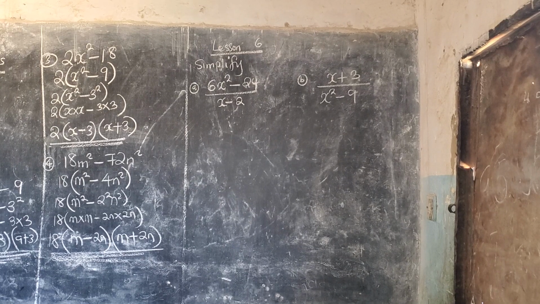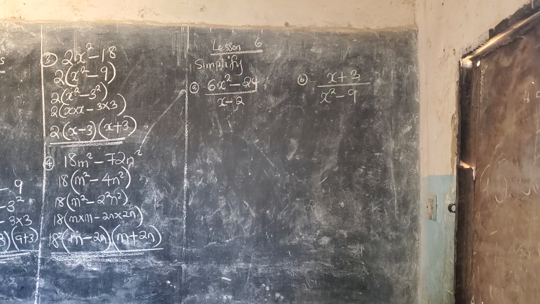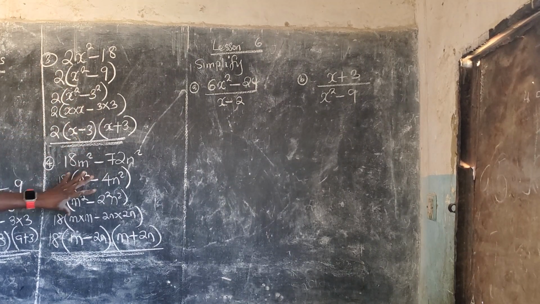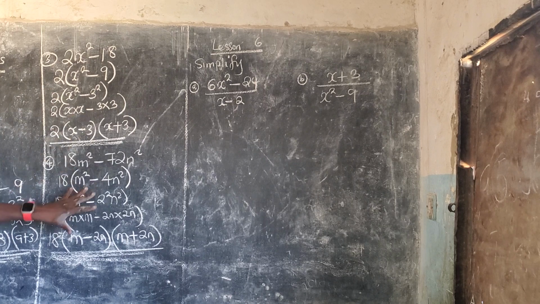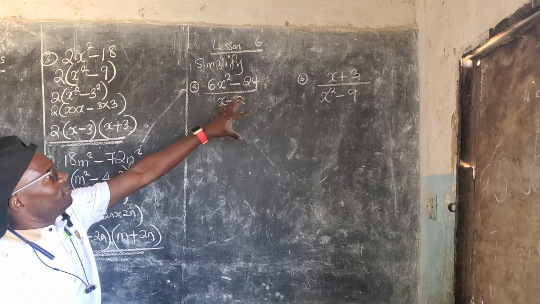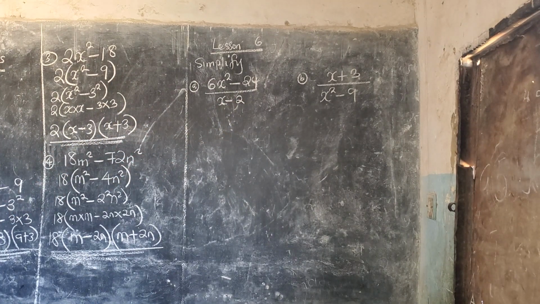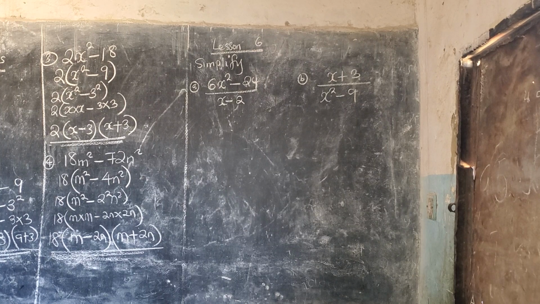Okay, now lesson 6. From lesson 5, the factorization of a difference of two squares, now we go into simplifying, which is lesson 6 there. How do you now simplify?